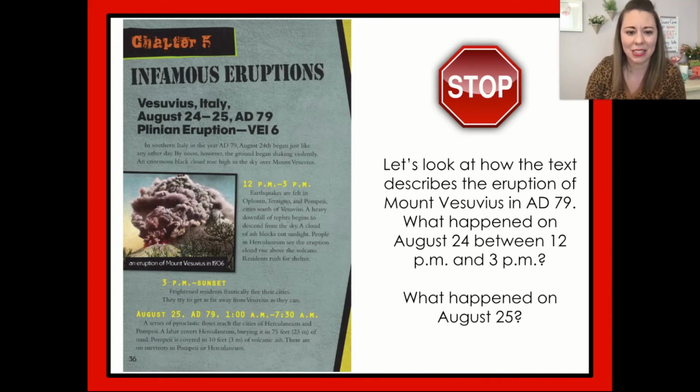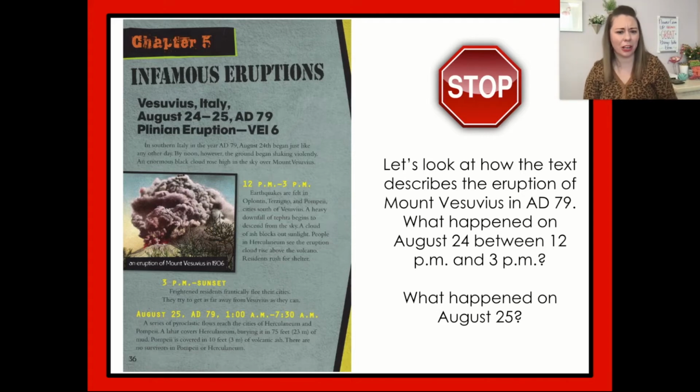So what happened? It says, earthquakes are felt in Apollonius, Terzigno, and Pompeii, cities south of Vesuvius. A heavy downfall of tephra begins to descend on the city. A cloud of ash blocks out the sunlight. People in the Herculaneum see the eruption cloud rise above the volcano, and residents run for shelter. So what are some of the things we could say? A giant ash cloud forms. People run for shelter. The sunlight is blocked out by all the ash in the air. Those are all things that happen. Oh, and there were lots of earthquakes too.